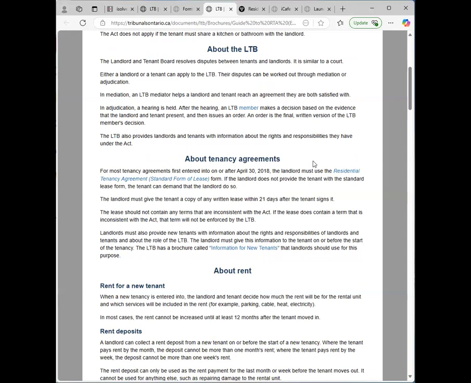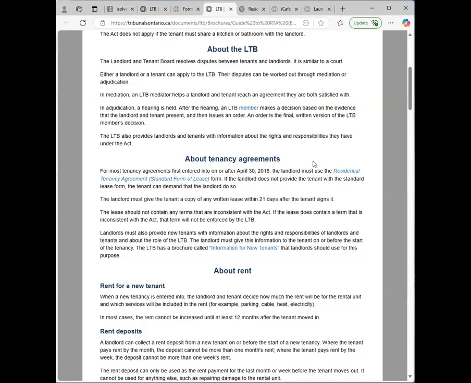In an adjudication, a hearing is held, and after the hearing, one of the board members makes a decision based on the evidence that is presented and then issues an order, and the order is then final. So that's difficult in housing issues, but that's the way it is.